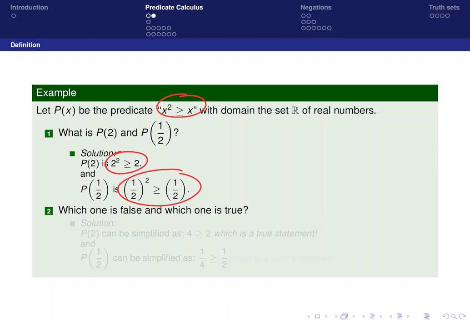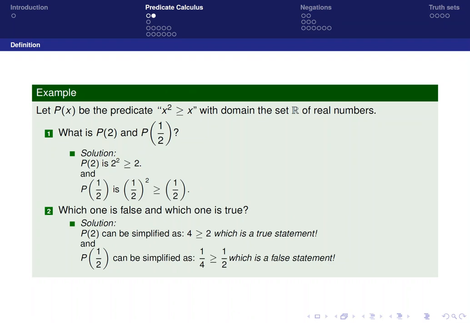Now, some of these can be simplified even further. And once I simplify them, I can now talk about which one of them is true and which one of them is false. For instance, the first predicate gives me that 2 squared is greater than or equal to 2 when 2 is replaced, which is equivalent to saying 4 is greater than or equal to 2, which is a true statement. Similarly, when I put 1/2 into the predicate, I get 1/2 squared is greater than or equal to 1/2, which can be simplified to 1/4 greater than or equal to 1/2, which is a false statement.